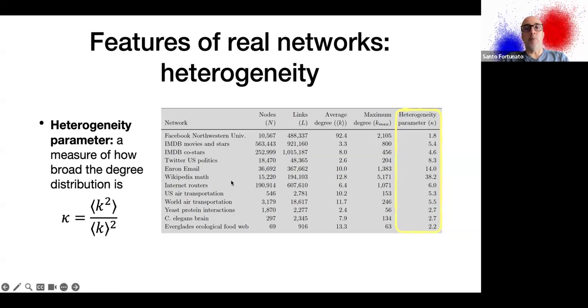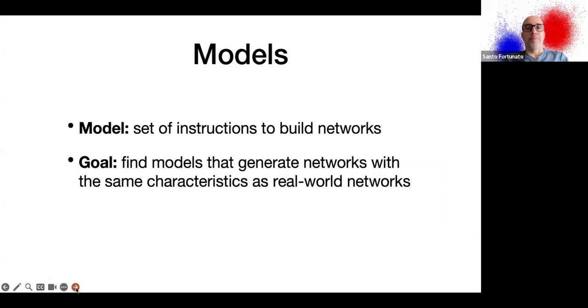So for instance, the Wikipedia math network, which is an information network of Wikipedia pages dealing with math, is a directed network. It has a heterogeneity parameter, computed for the in-degree distribution, almost equal to 40. So it's extremely heterogeneous, which means there are some pages which have lots of pages pointing to them. So, three things: small world, a lot of triangles, and heterogeneity, the presence of hubs.